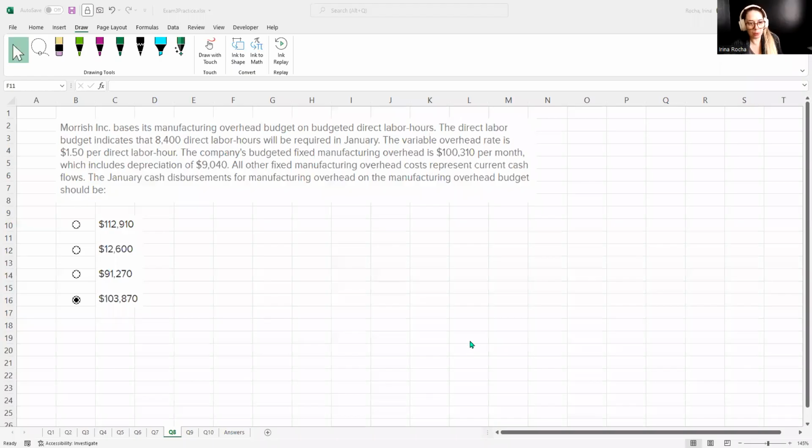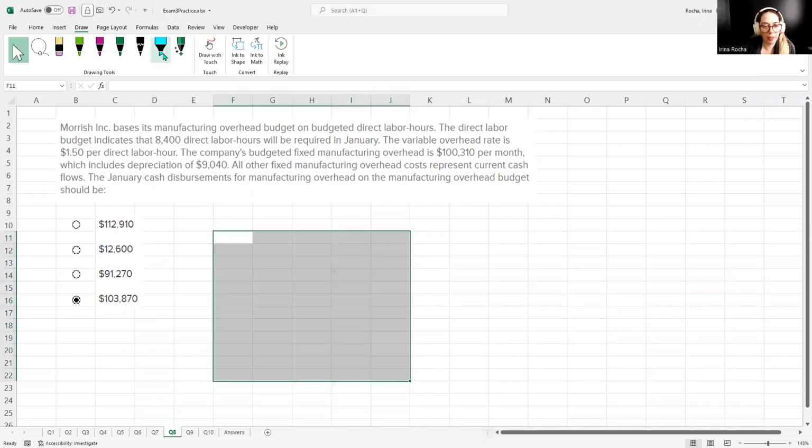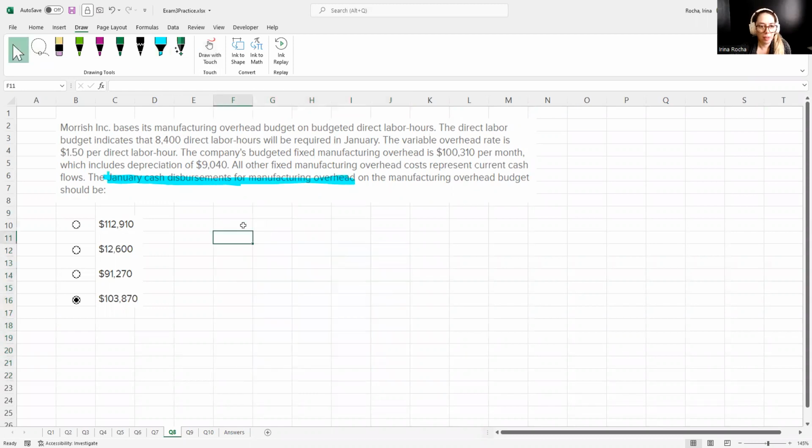Okay, three more to go. In this one, they're asking for the January cash disbursement for manufacturing overhead on the manufacturing overhead budget. Let's see what information we have. Moorish Inc. bases its manufacturing overhead budget on budgeted direct labor hours. The direct labor budget indicates hours.